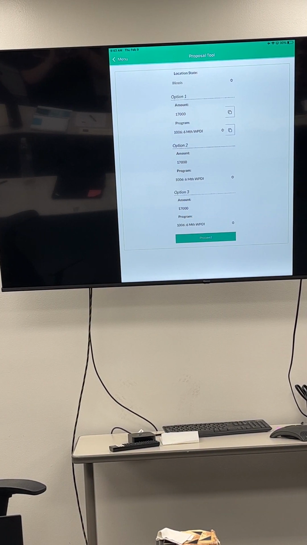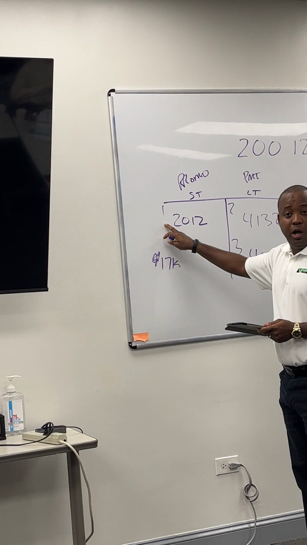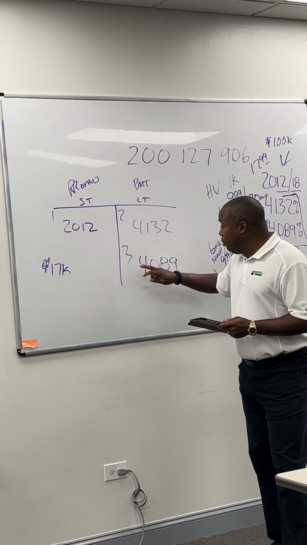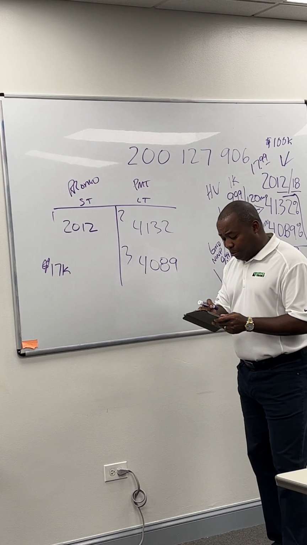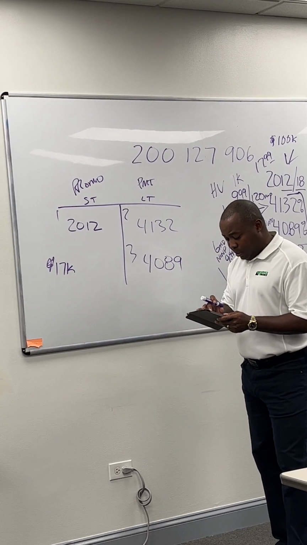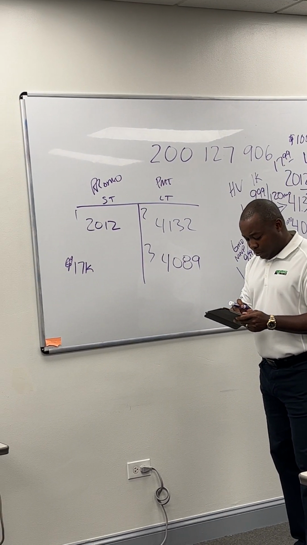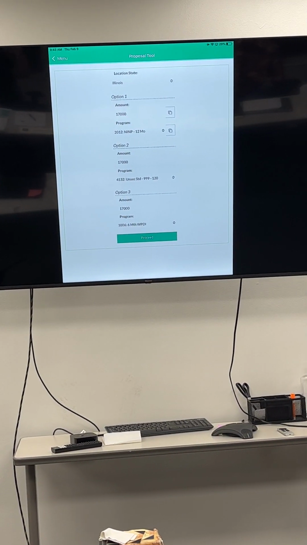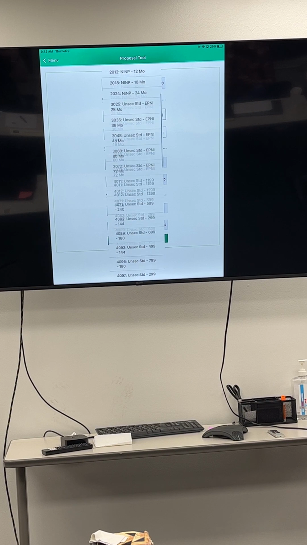For the programs, we're gonna use 2012 for option 1. We're gonna use 4132 for option 2. We're gonna use 4089 for option 3. So let's do 2012, 4132. This is already how we do it. It's so easy. And 4089.